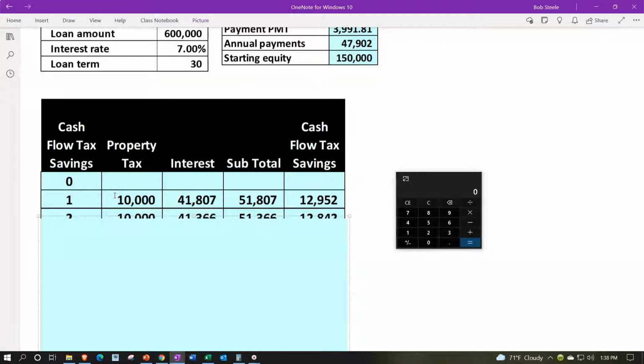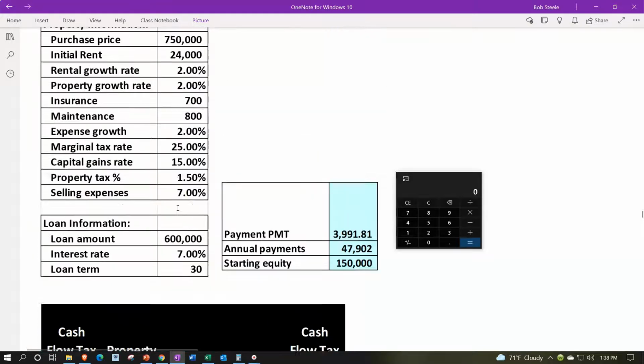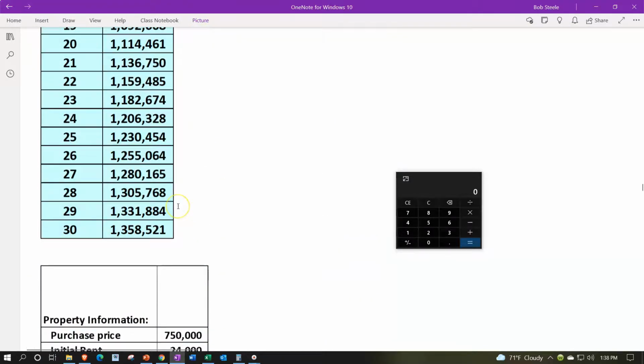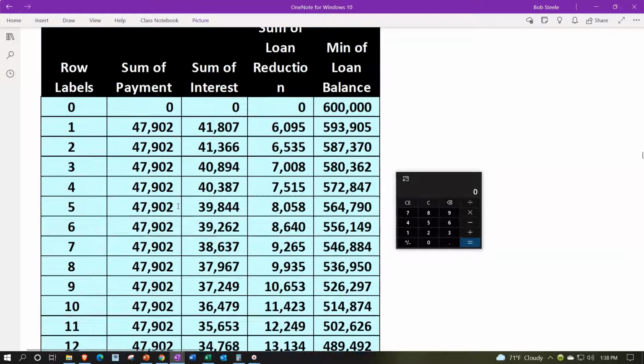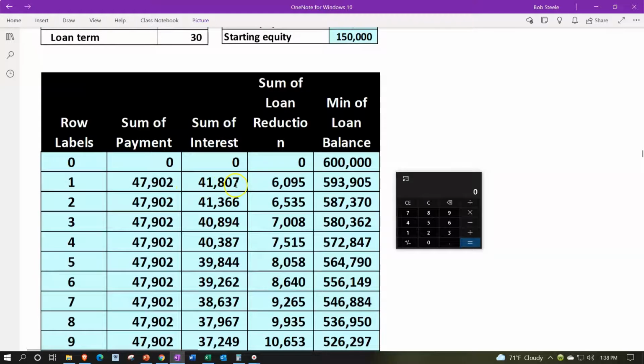Okay, so given those caveats, we're going to say that the property tax was deductible, but we capped it at $10,000. The interest we're going to say is the $41,807. This is coming from our table that we got from the pivot table up top. This is not the total payments, but just the interest portion of it, $41,807.